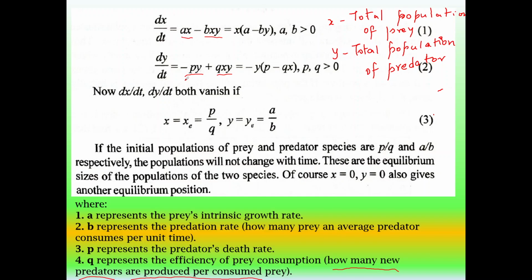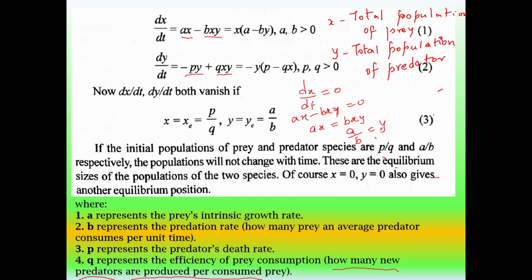If dx by dt equal to 0, then on equating this expression to 0, what happens? When we consider dx by dt equal to 0, we get a into ax minus bxy equal to 0, in which x is a common quantity, can be taken outside. Otherwise, ax equal to b into xy, x can be cancelled, and finally we have a by b equal to y.